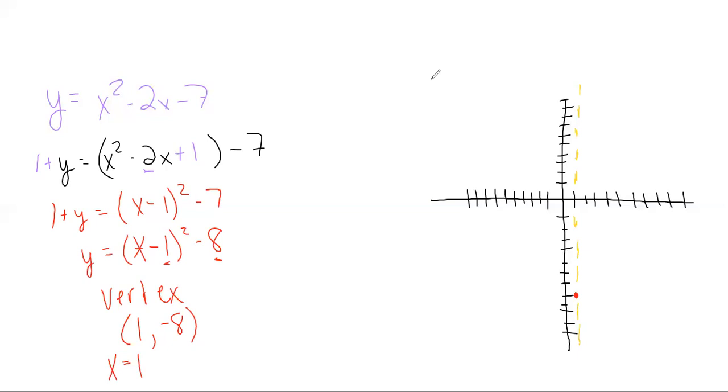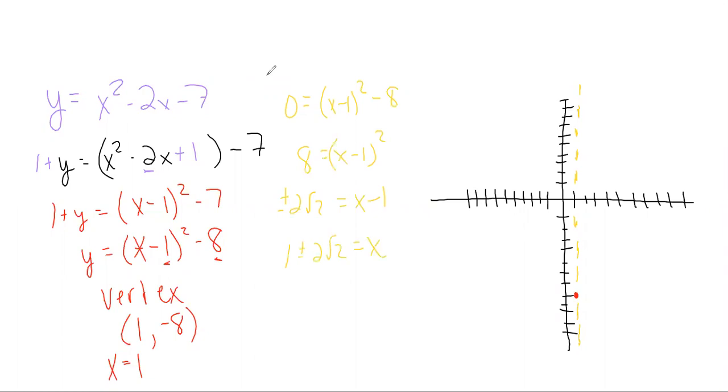Now I got to go find the zeros. Well, I just set it equal to 0. Oops, that's minus 8. So I go 8 is equal to (x minus 1) squared. Take the square root of both sides, positive or negative. 2 square roots of 2 is equal to x minus 1. When I add 1, I get 1 plus or minus 2 square roots of 2 is equal to x.